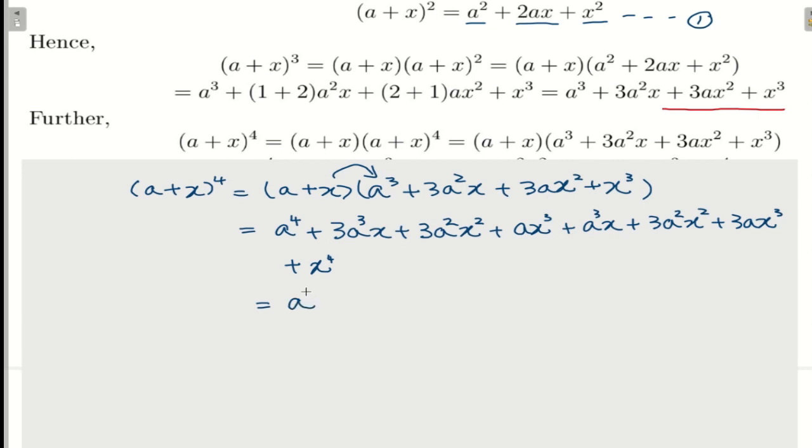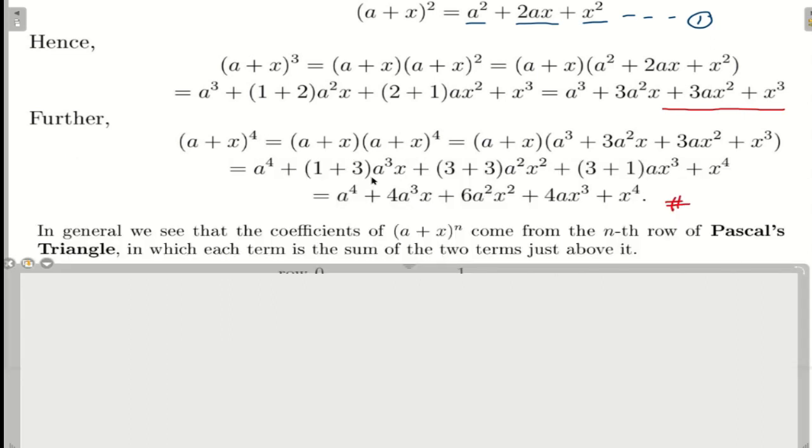So we have a to the power of 4. For the terms of x, we have 3a cubed and 1a cubed. So we got 4a cubed x. For the term x squared, we have 3a squared and 3a squared. So we have 6a squared x squared. For the term of x cubed, we have 1a and 3a here. So we have 4ax cubed. And for the term of x to the power 4, we got x to the power 4. We got another binomial expansion like this.